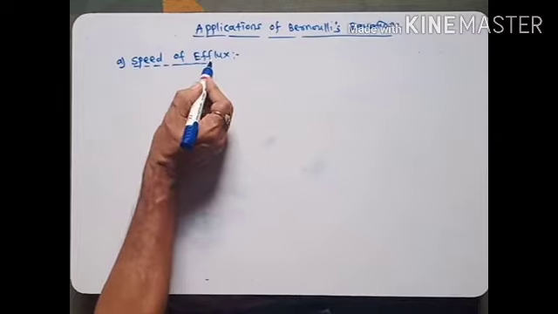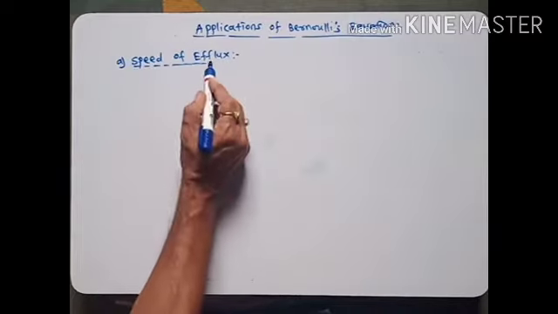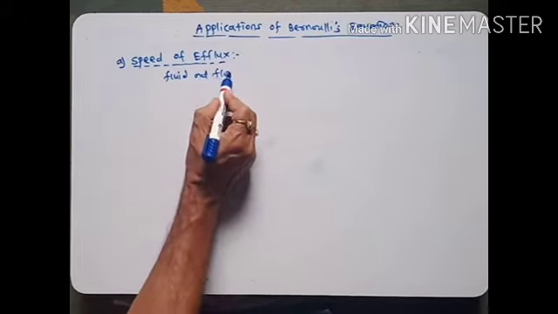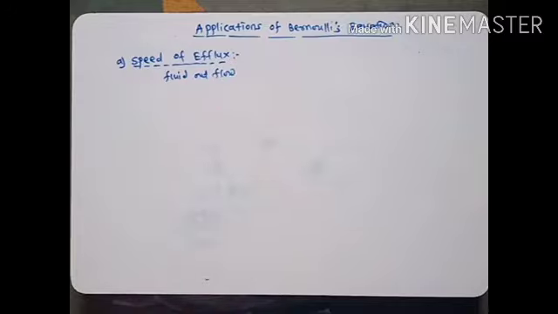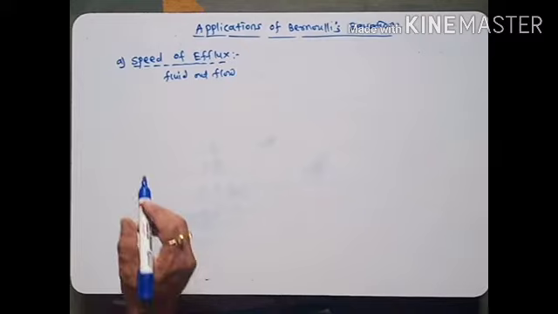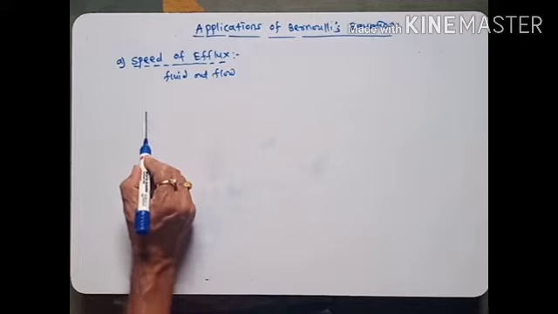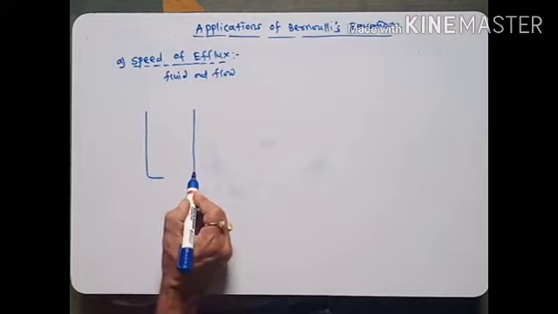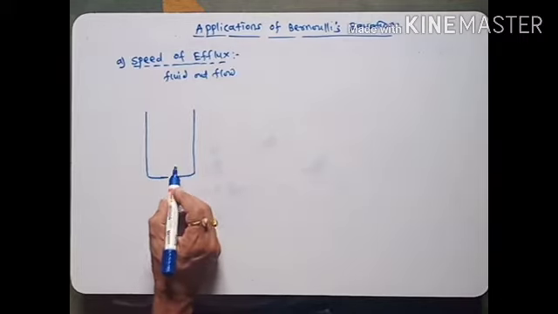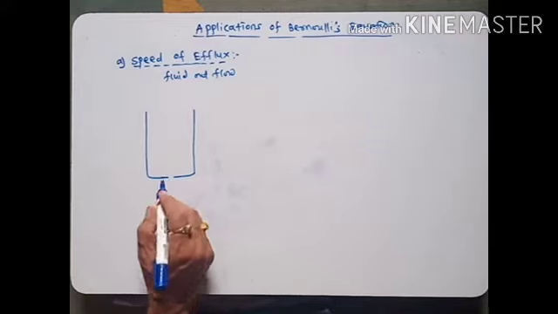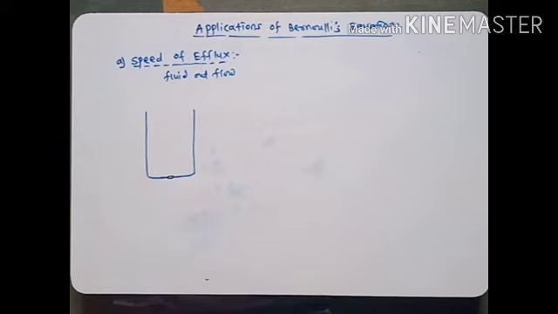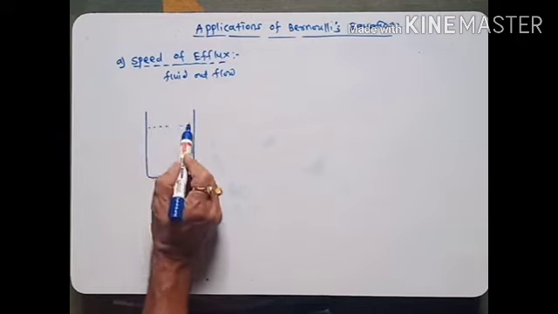Speed of efflux. Here efflux means fluid outflow. Suppose fluid is in any container, and through the bottom it flows outside; we call it the efflux. Suppose this is the container, and in this container a fluid is placed, and there is a small opening, and through this small opening the fluid comes out.